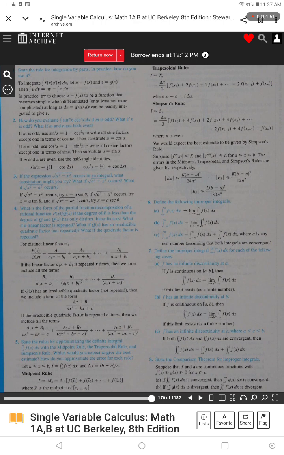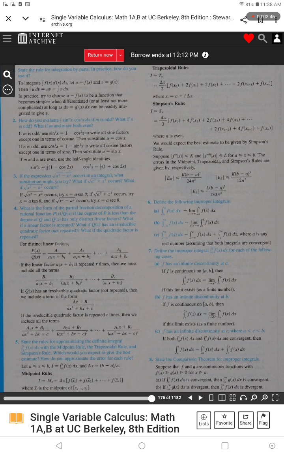Trapezoidal rule: big I approximately equals big T sub n equals delta x over 2 [f of x sub 0 plus 2 f of x sub 1 plus 2 f of x sub 2 plus ellipsis plus 2 times f of x sub n minus 1 plus f of x sub n], where x sub i equals a plus i delta x.